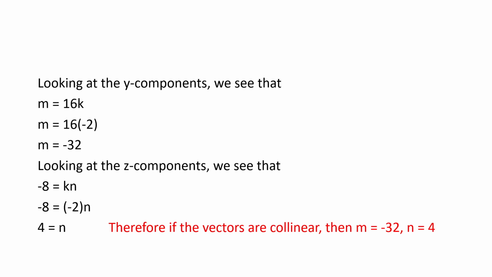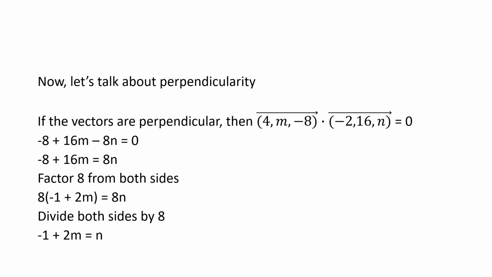So if the vectors are collinear, then m will be -32 and n will be 4, and there's only one possible answer there. Those two numbers. M has to be that value, and n has to be that value. But for perpendicularity, it'll be a little bit different.